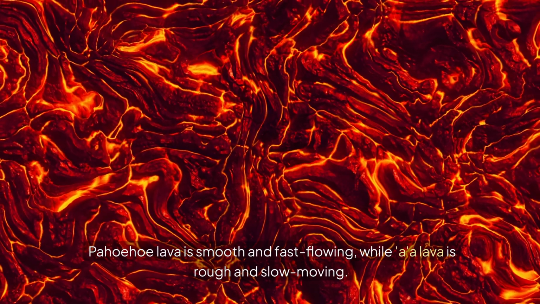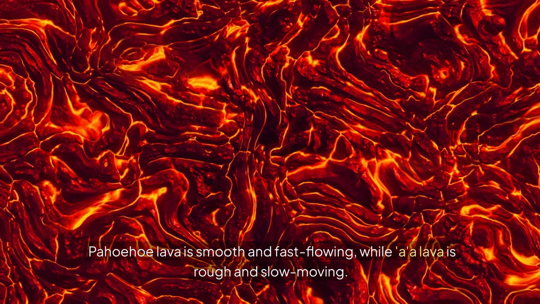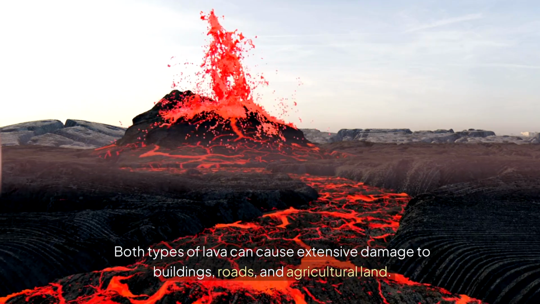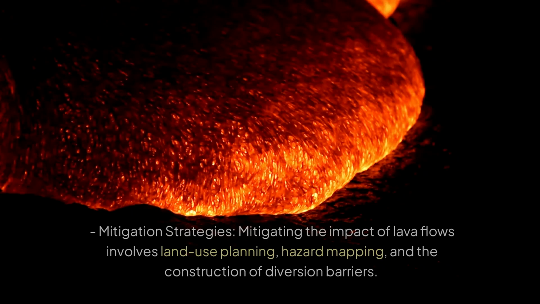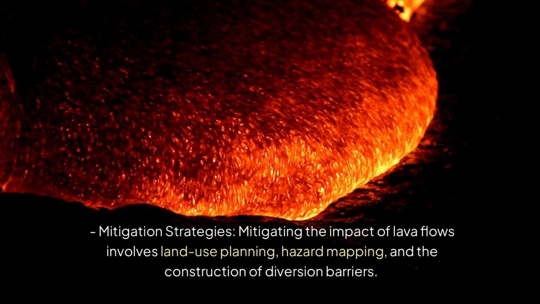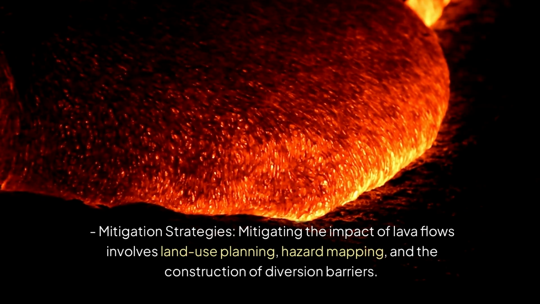Pahoehoe lava is smooth and fast-flowing, while aa lava is rough and slow-moving. Both types of lava can cause extensive damage to buildings, roads, and agricultural land. Mitigation strategies. Mitigating the impact of lava flows involves land use planning, hazard mapping, and the construction of diversion barriers.